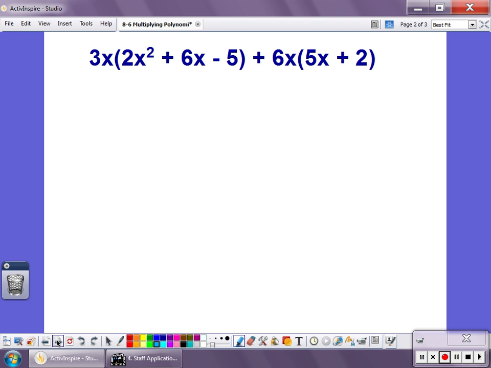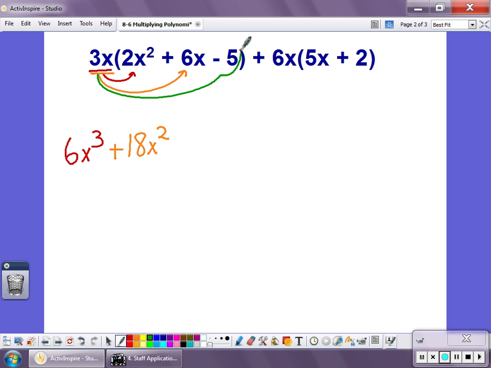Now the problems are going to get a little more complicated, but they're still going to follow the exact same process. You take what's outside your parentheses and distribute it. 3x times 2x squared gives me 6x cubed. 3x times 6x gives me 18x squared. And 3x times negative 5 is going to give me negative 15x. Now that's the end of my parentheses, so this 3x isn't going to distribute past my parentheses.